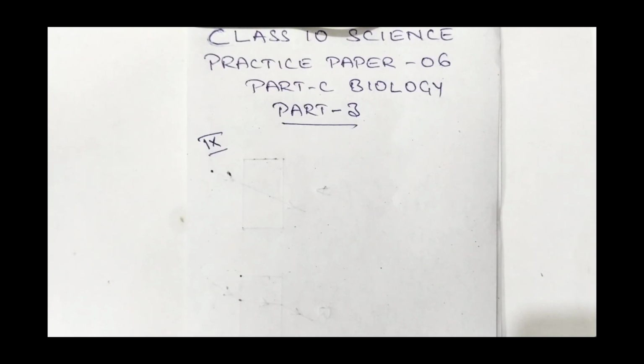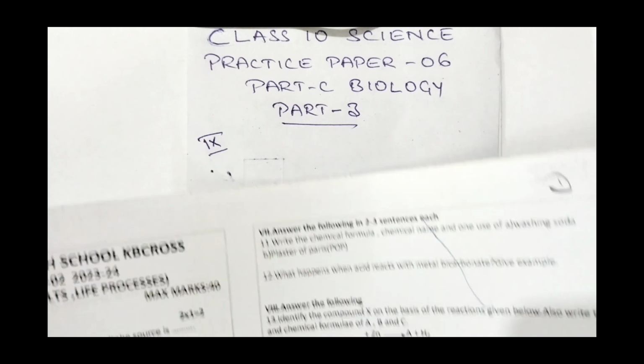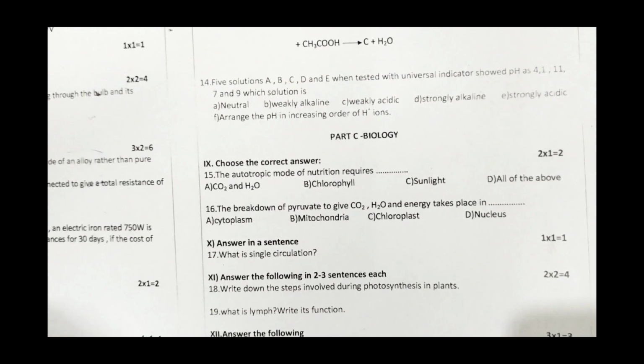So in this video we are going to continue class 10 science. This is practice paper number 6 and this is part C, that is biology part, and this is part number 3. Let us answer the questions related to biology. In the previous video we have answered all the questions related to part B, that is chemistry. So now let us answer for biology.